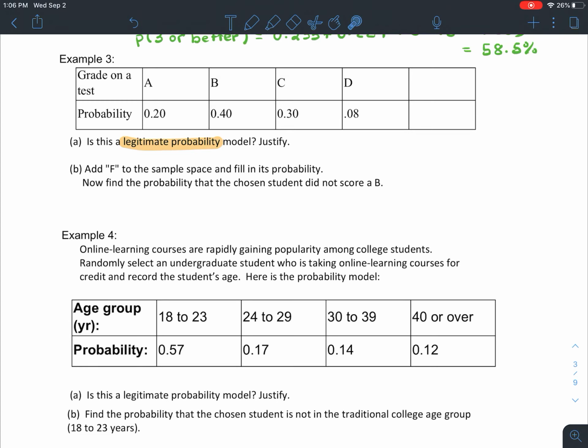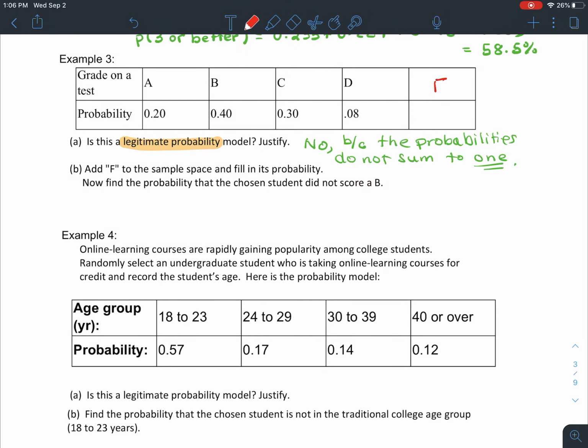All right, let's try another one here. In example 3, again, same question. First of all, is this a legitimate probability model? I'm glancing at these probabilities. I see that it meets the first criterion, that all the probabilities are numbers between 0 and 1. However, if I were to add these up, I think, again, we're just a little bit shy of these summing to 1. So I'm going to have a similar answer to what I had on the previous problem. I'm going to say no, because the probabilities do not sum to 1.